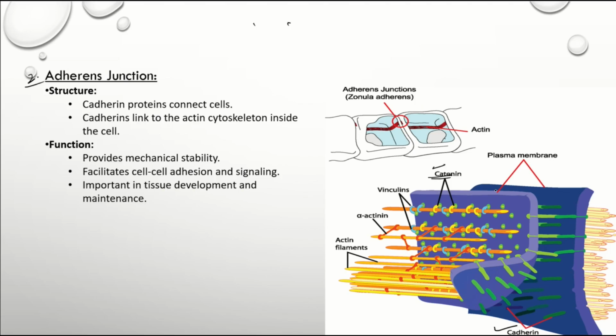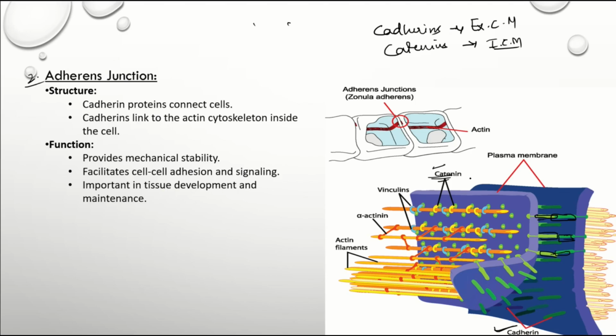Okay, these are the important words we have to note down. The cadherins are present extracellularly, which means there are two proteins, cadherins and catenins. Cadherins are present extracellularly, whereas catenins are present intracellularly. Here you can see catenins, and here are the cadherins. The cadherins project outside of the cell, and each cadherin is attached to a cadherin of the adjacent cell. By this, one cell is attached to another cell.